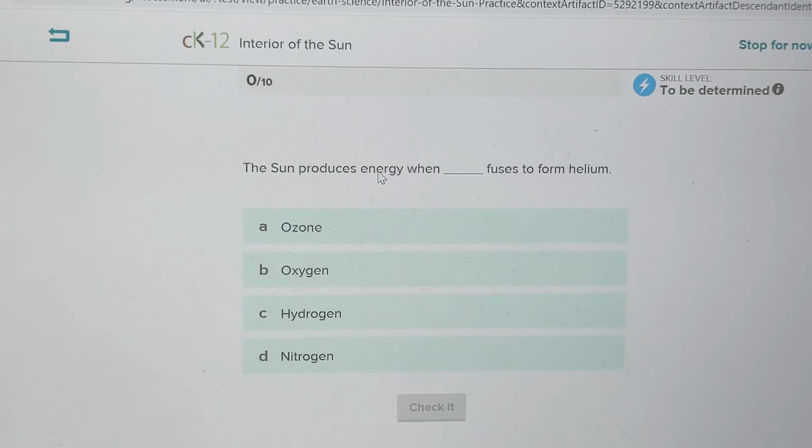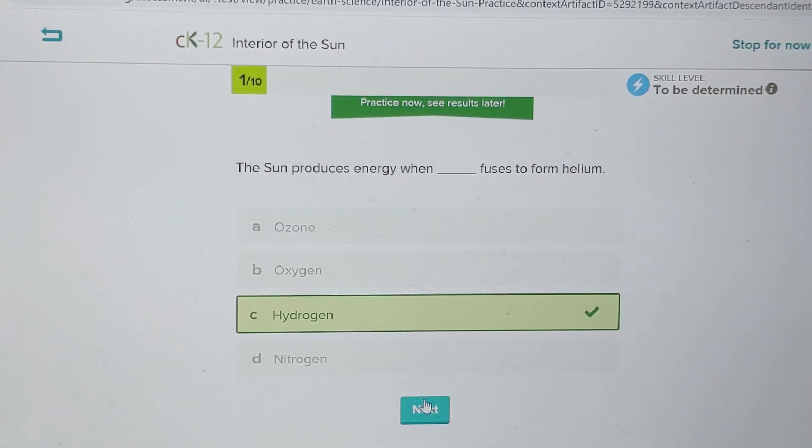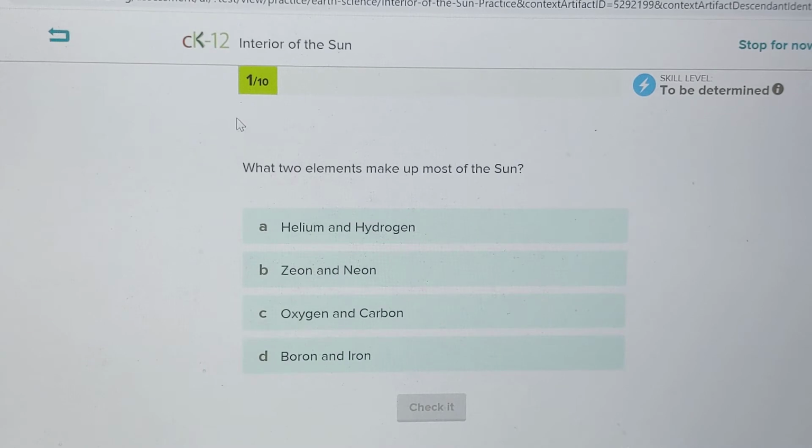Okay, let's see. The sun produces energy when blank fuses to form helium. If I remember right, it's going to be hydrogen. Let's take a look. Hydrogen fuses. Okay, so I got 1 out of 10 right. Practice now, you see the results later. Okay, go to the next question. What 2 elements make up most of the sun?